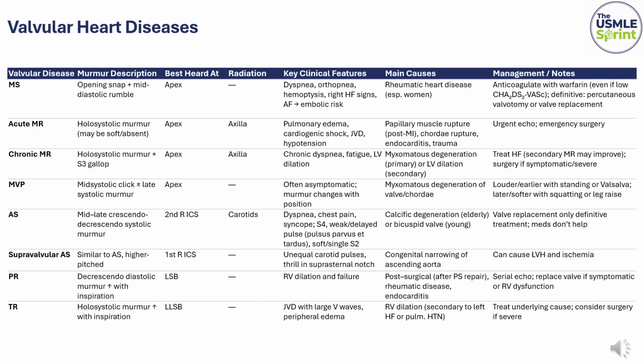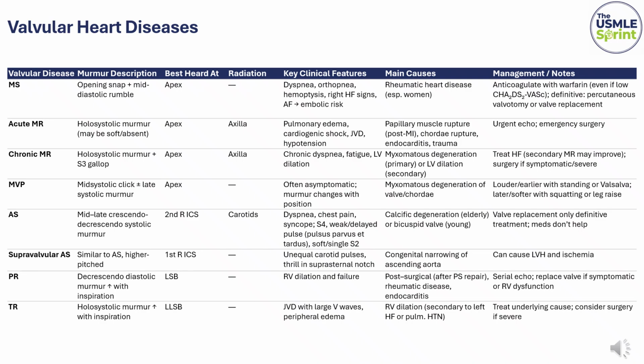Now, let's go through the main murmurs you'll hear in valvular disease. Start with mitral stenosis. The classic sound is an opening snap followed by a mid-diastolic rumble best heard at the apex. Mitral stenosis is most common in women, and the big cause worldwide is rheumatic heart disease. It often shows up years after the original infection, and patients come in with exertional dyspnea, orthopnea, and sometimes hemoptysis. As the disease progresses, they can develop right-sided heart failure with leg edema.